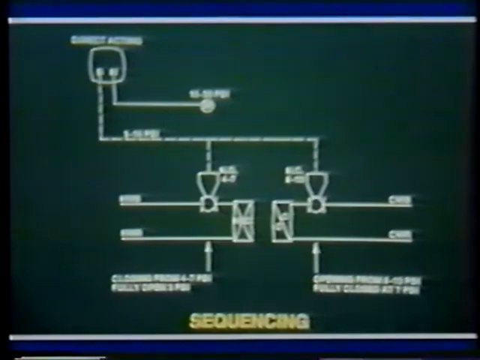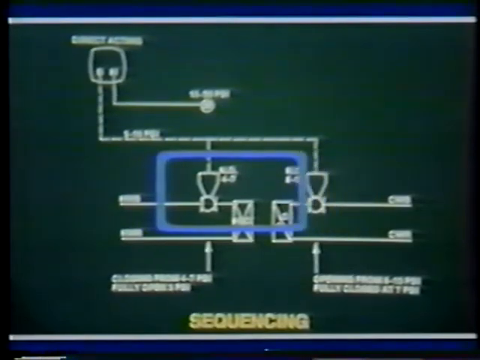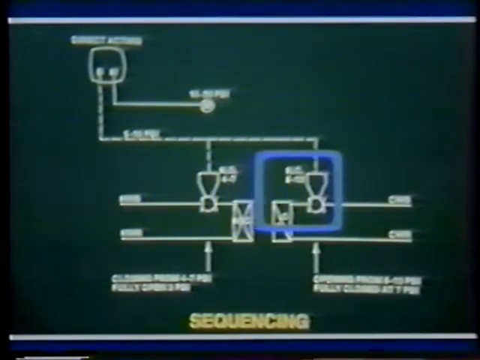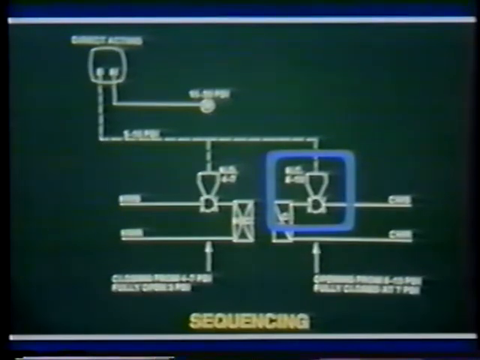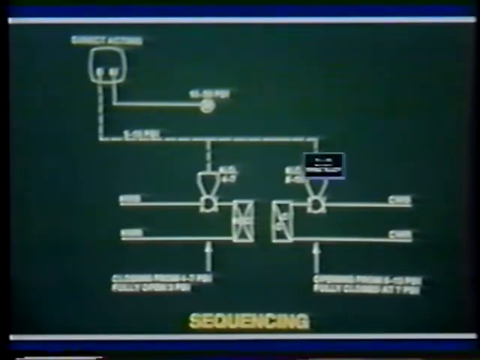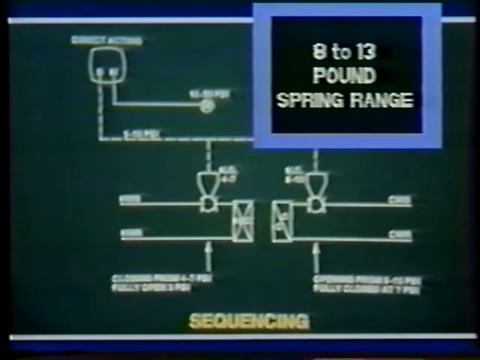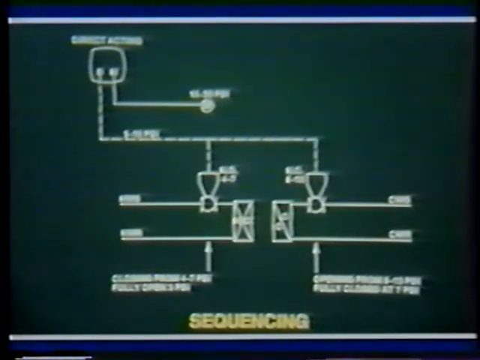This drawing demonstrates valve sequencing. Note the two valves in the drawing: a normally open hot water valve and normally closed cold water valve. Both valve actuators are controlled by a direct acting thermostat. The normally closed cooling valve has an 8 to 13 pound spring range to hold the valve closed when the signal air pressure is below 8 psig. As long as the signal air pressure or the branch line air pressure from the thermostat is between 6 and 8 psig, both the valves will be closed.